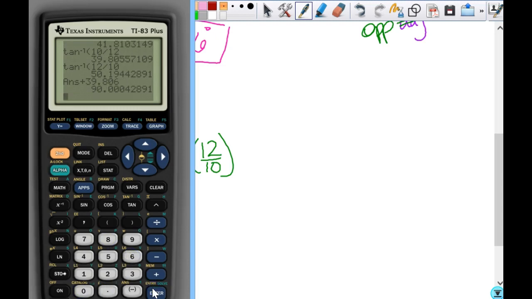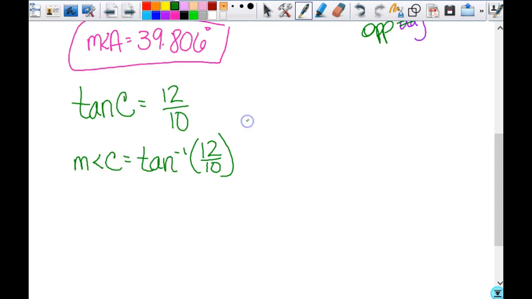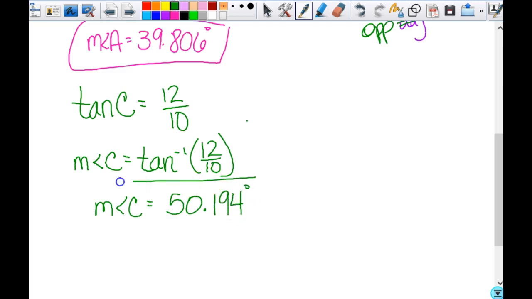If I add 39.806 to it, ooh, I don't get 90. Why not? Because we rounded it, right? If I'd have stored my answers, then I would have gotten exactly 90, but I didn't store it. That's where rounding error is an issue. What's the measure of angle C then when I round? 50.194. If I add my rounded answers, they do give me 90. That doesn't necessarily always happen either, depending on just what's going on in the problem. Okay, everybody good? All right.